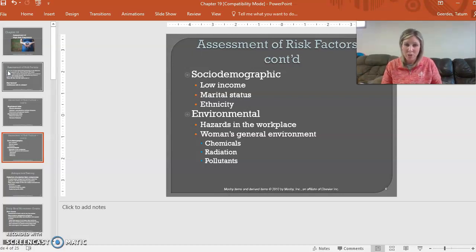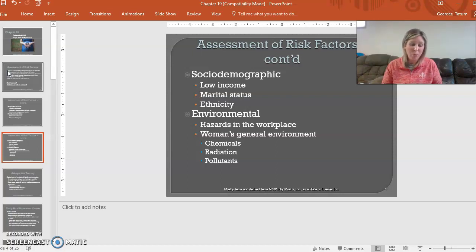Also, inadequate nutrition, just because they're not apt to actually buy healthy foods. And then also low income status can also increase medical complications related to pregnancy. With marital status, oftentimes unmarried women have higher mortality and morbidity rates, and there's also a higher risk for preeclampsia, which is interesting. And then ethnicity, race in general.